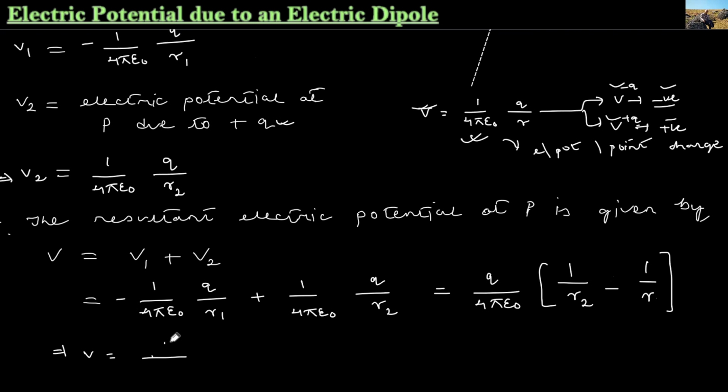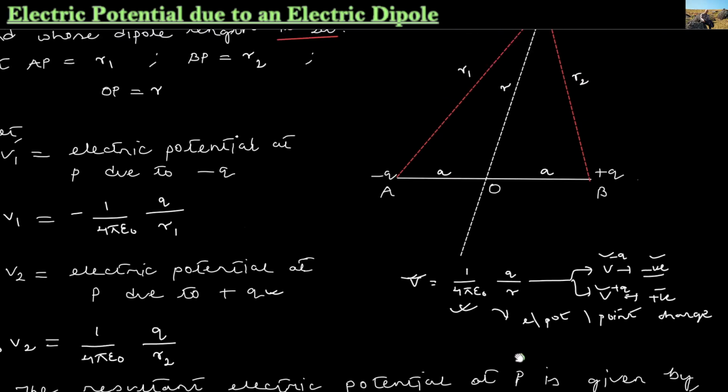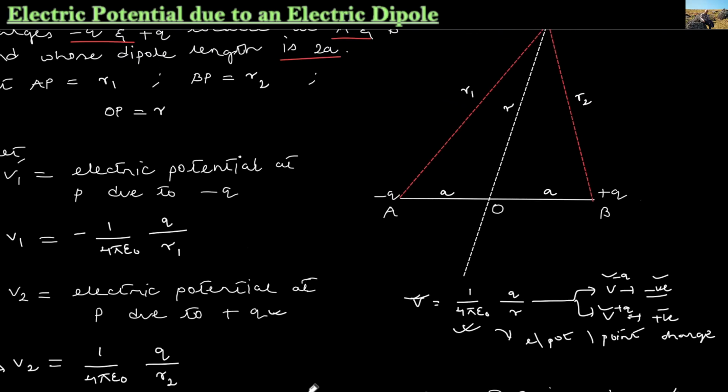The electric potential at P will be given by 1 by 4 pi epsilon naught Q, multiplied by 1 divided by R2 minus 1 divided by R1. So our target here is to find the values of R1 and R2. We don't know these values; R1 and R2 are unknown. So you have to determine the values of R1 and R2.